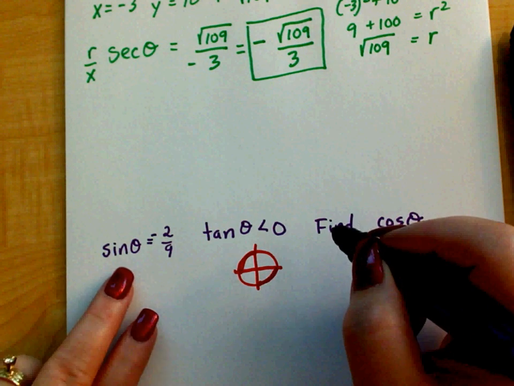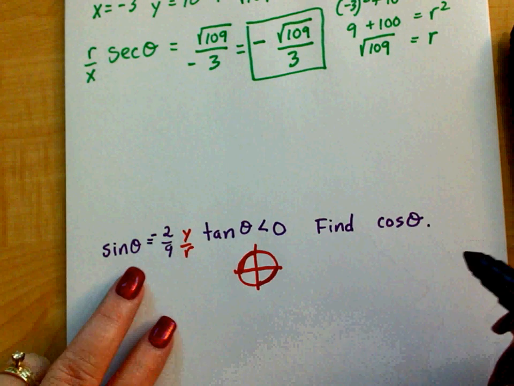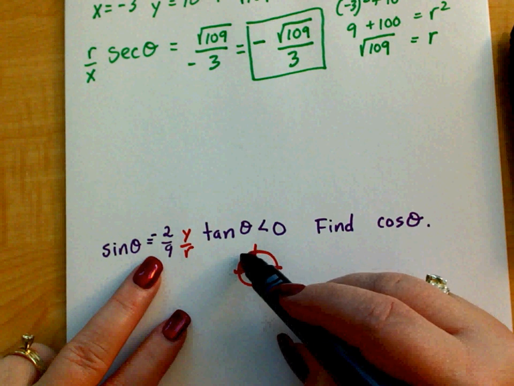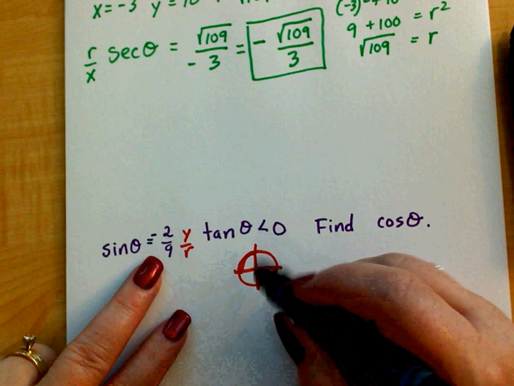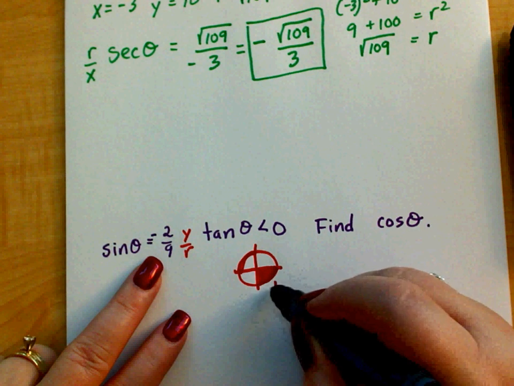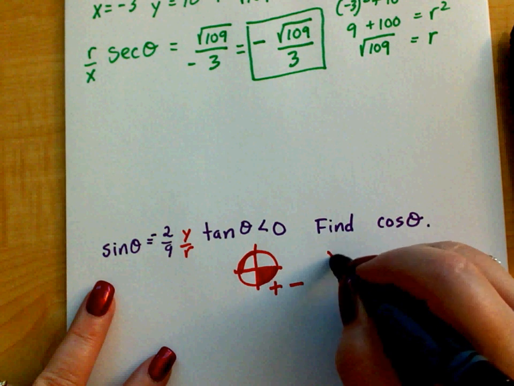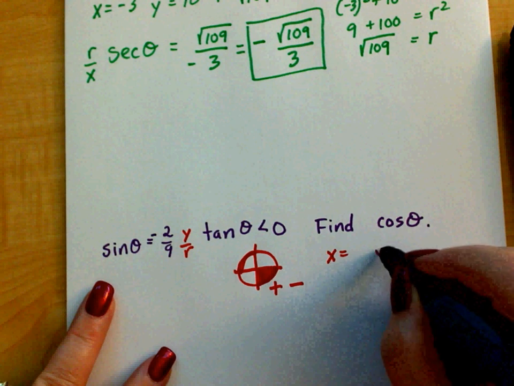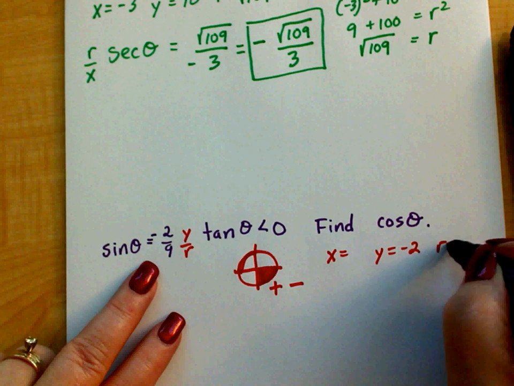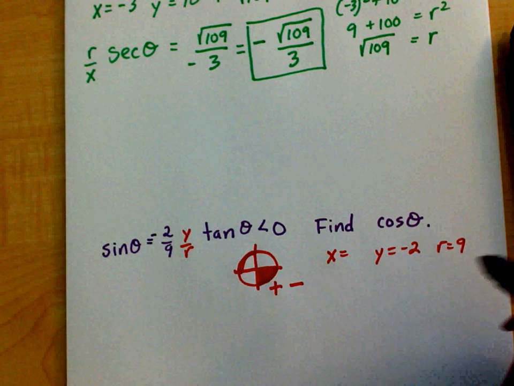They told me to start with that sine, which is y over r, is negative 2 over 9. Well, I know that y's are positive in the second quadrant, so theta must be in the fourth quadrant here, where x's are positive and y's are negative. So things that I know, I don't know what x is, but I know y is equal to negative 2 because it's y over r, and I know r is equal to positive 9. So I need to figure out what x is.